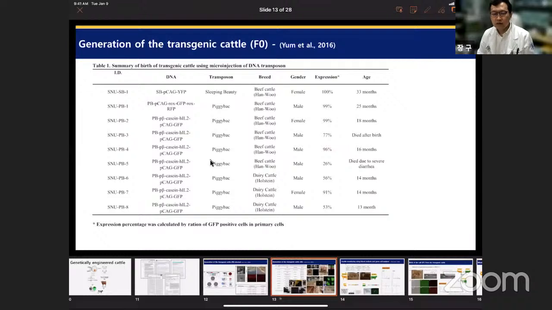Then, based on the transposon system, we produced 9 transgenic cattle. We named them SNU, Seoul National University, Sleeping Beauty number 1, SNU piggyBac number 1, piggyBac number 2, 3, 4, 5, 6, 7, 8. We produced 9 transgenic animals, listed as Sleeping Beauty and piggyBac, in Hanwoo cattle and dairy Holstein. The genders are female, male, female.